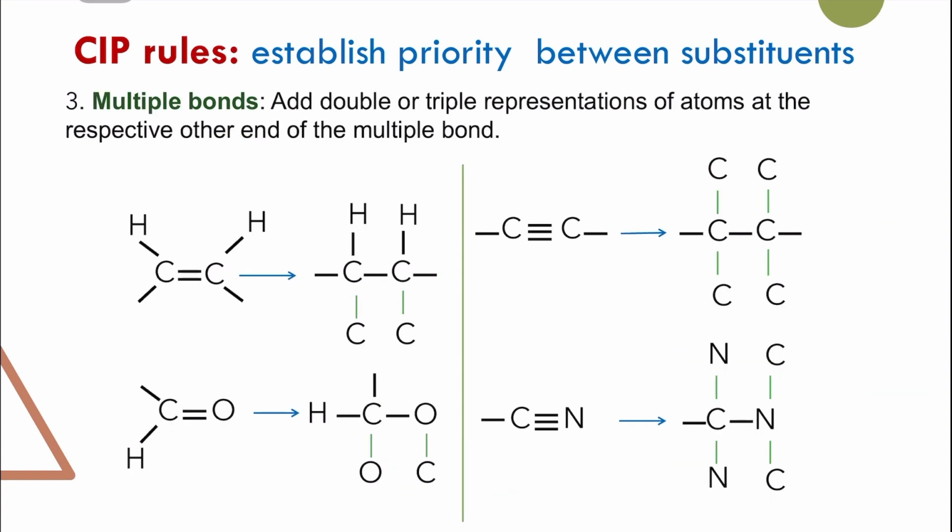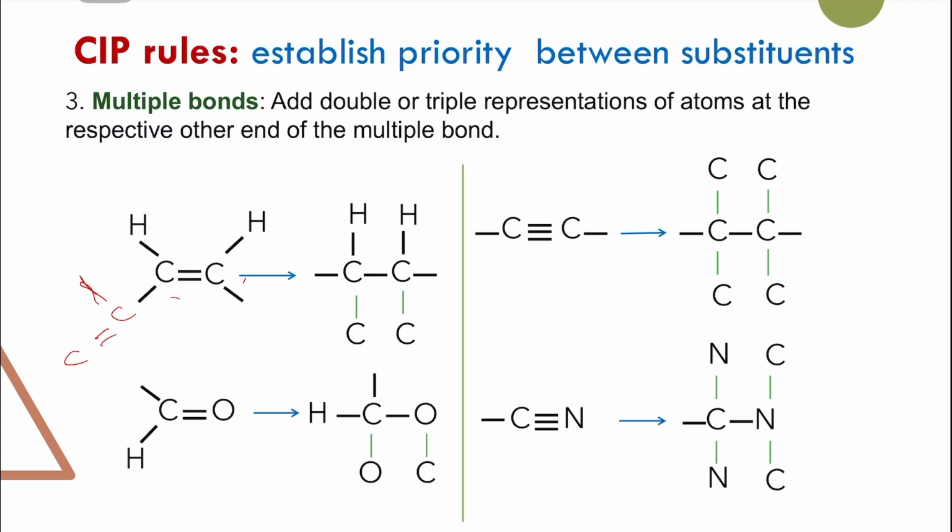There is also a third rule for how to establish priority between substituents. If you have double bonds, so let's say that you have something like this one attached to a double bond in a diene. Okay, so you have two substituents, right? One of them has this double bond. When you have a double bond or multiple bond, whether it's double or triple, then the representation of atom will be the respective other end of the multiple bond.